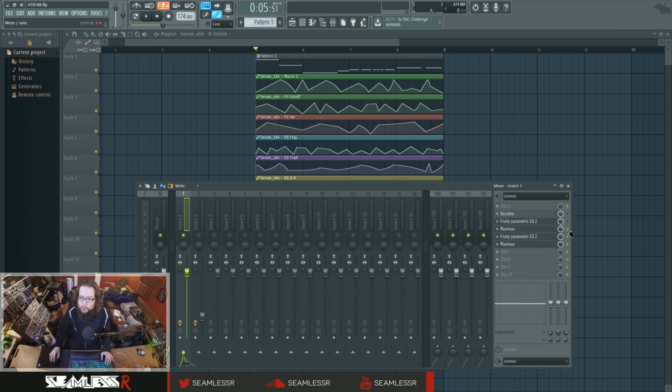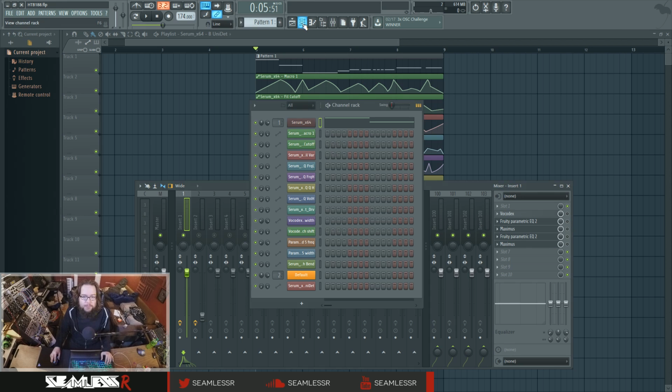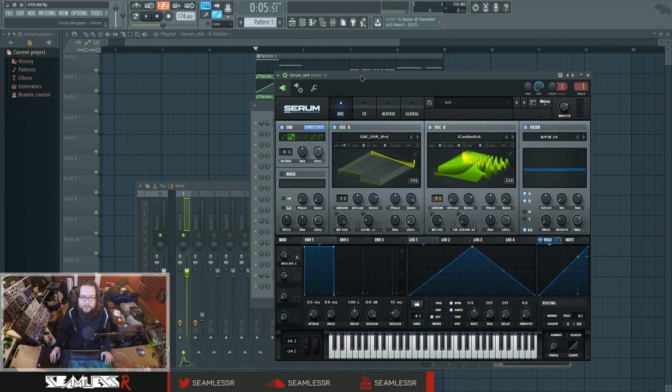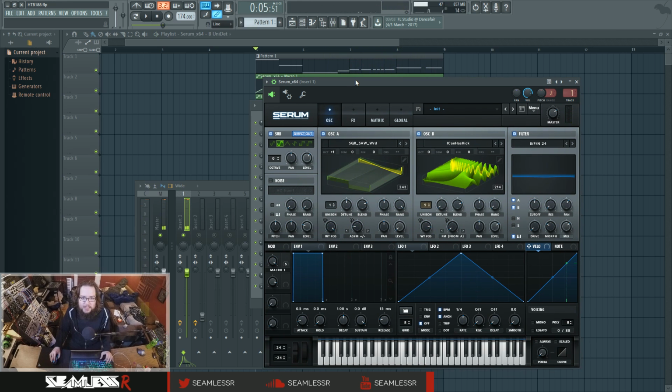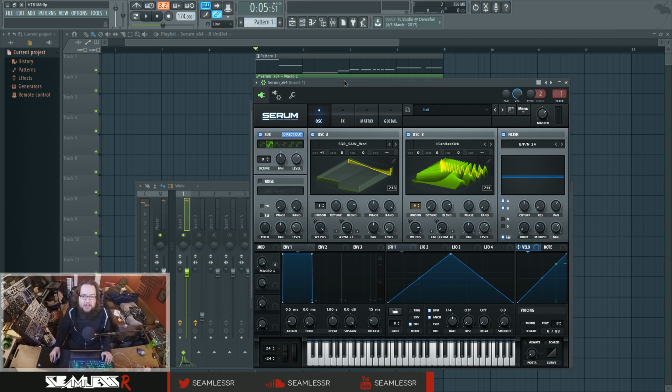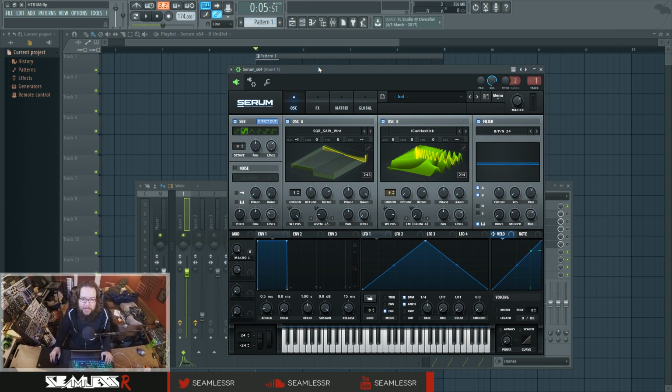Let's just... Okay. So here's the beginning of this. Lots of stuff going on in there. That's all loud, damn. But the main thing that's going on is that there's this saw square weird WRD.